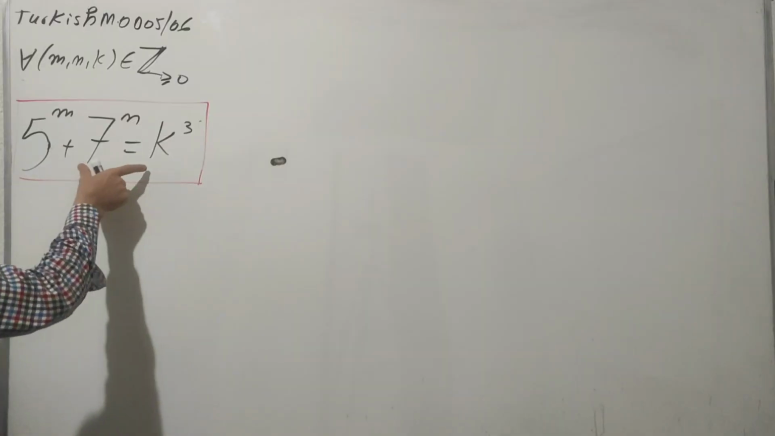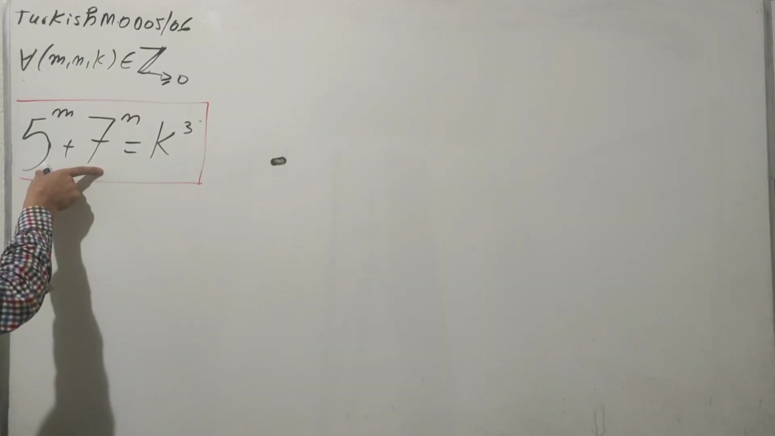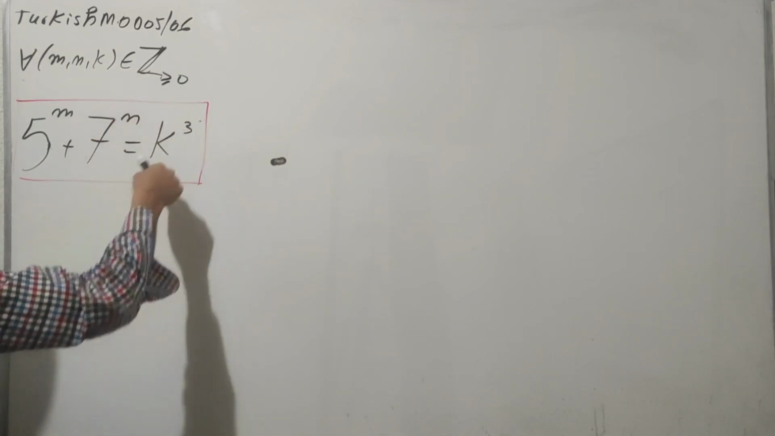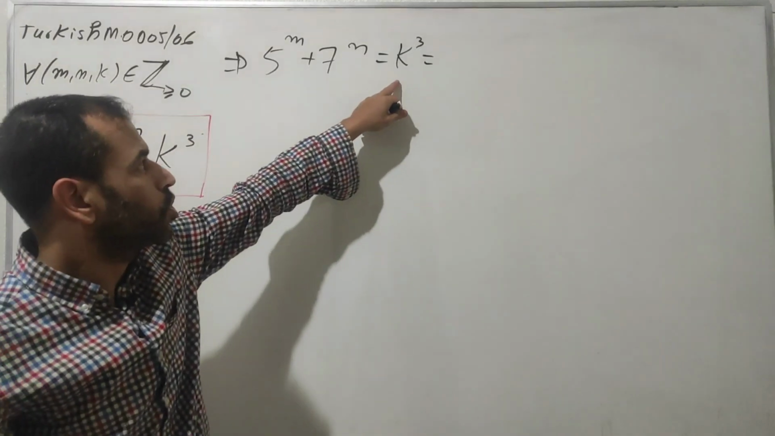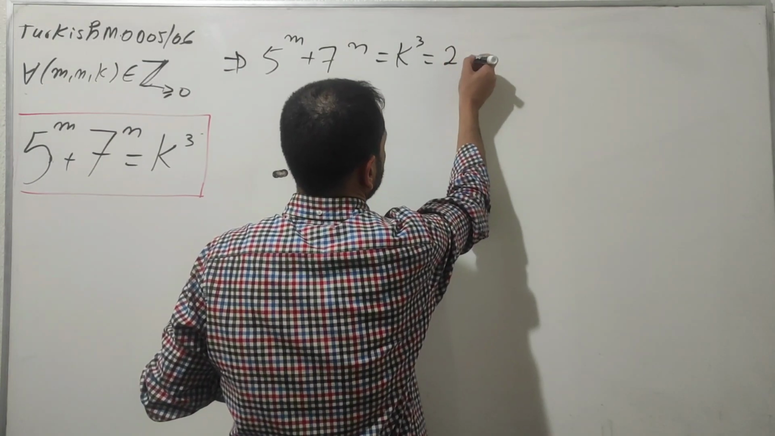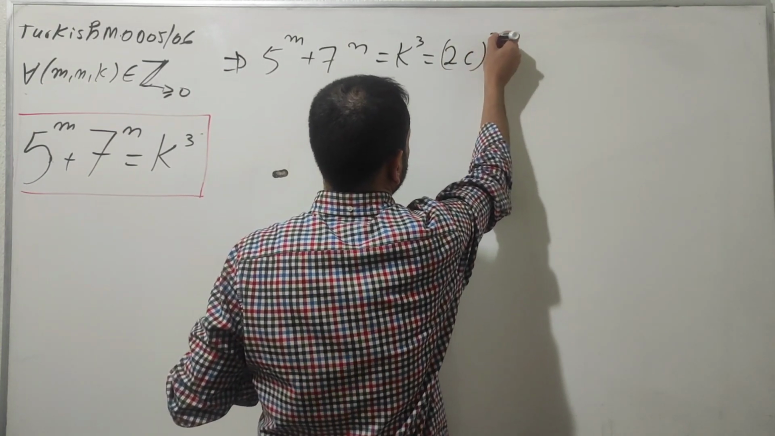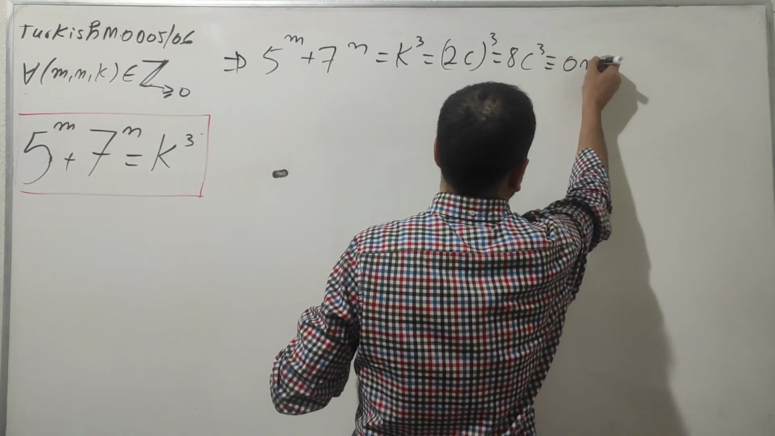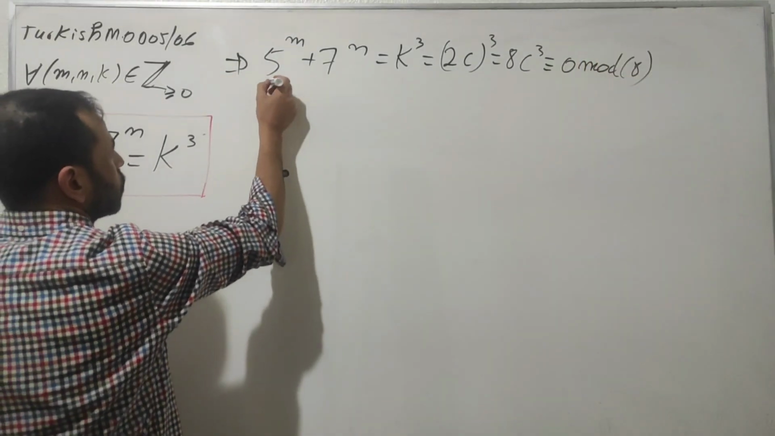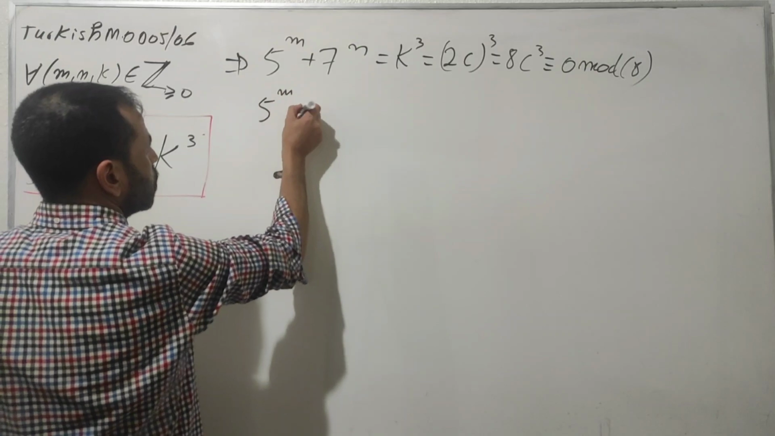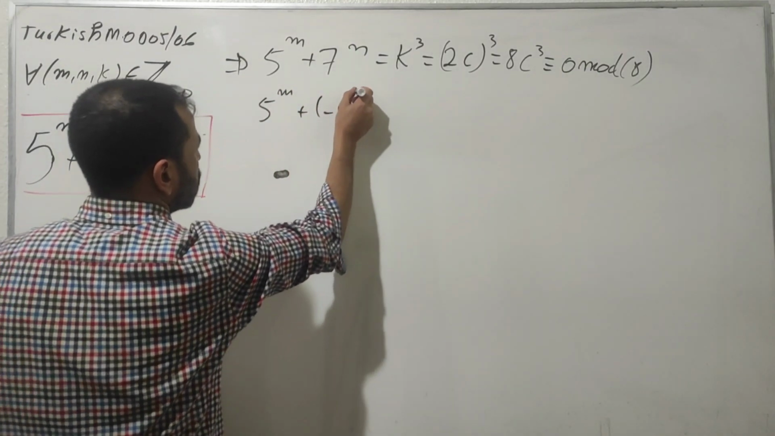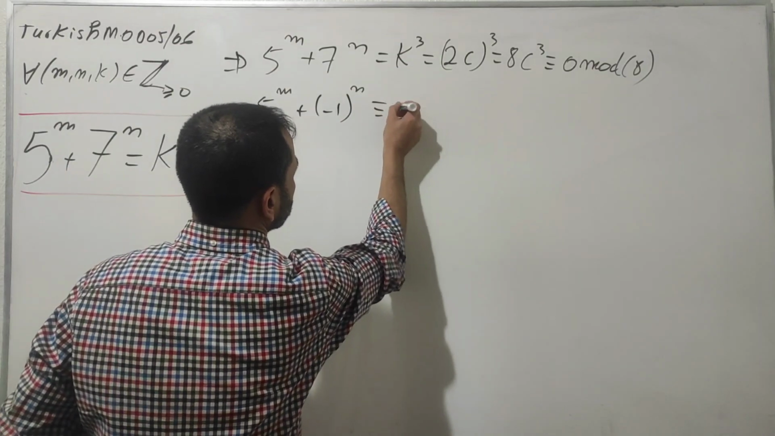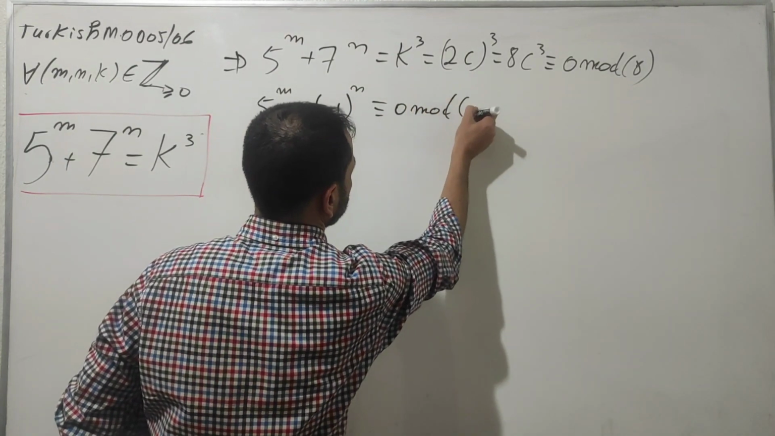If you take a look at this equation, the sum of these two terms is even, which means this one is even. Now let's reduce the equation mod 8. Let's set this one like 2c, so k cubed equals 8c cubed, which is congruent to 0 mod 8. So here I get 5 to the m. This one is going to give us minus 1 to the n, because 8 minus 1 equals 7, which is congruent to 0 mod 8.